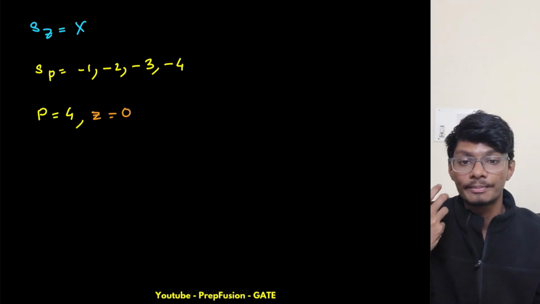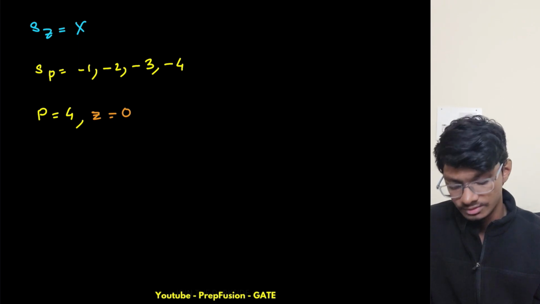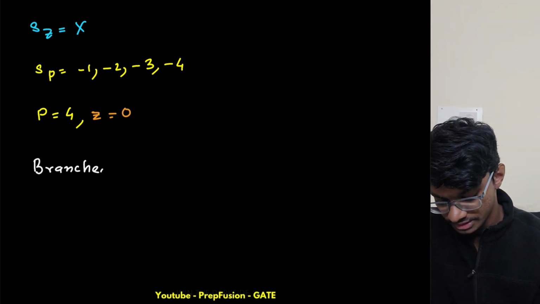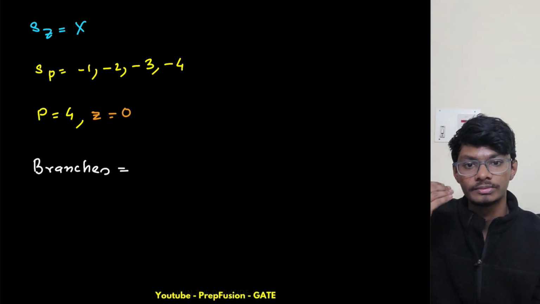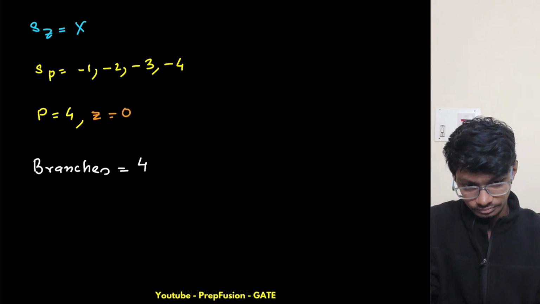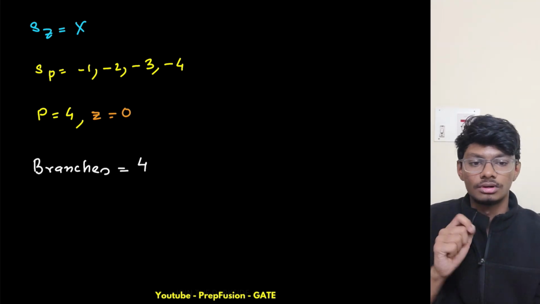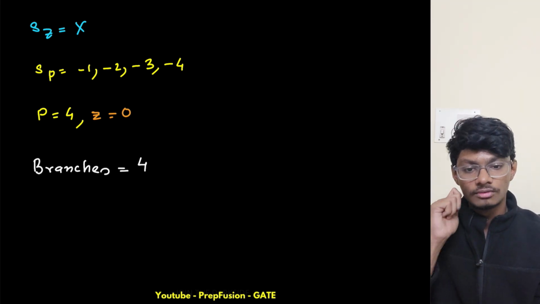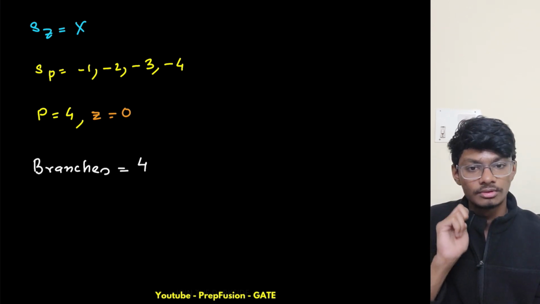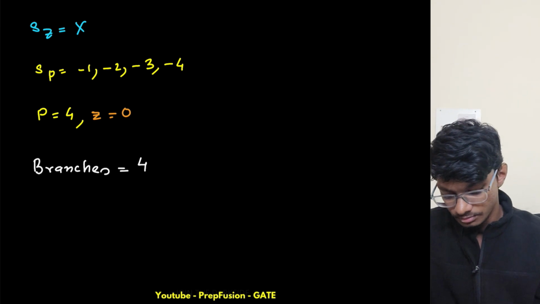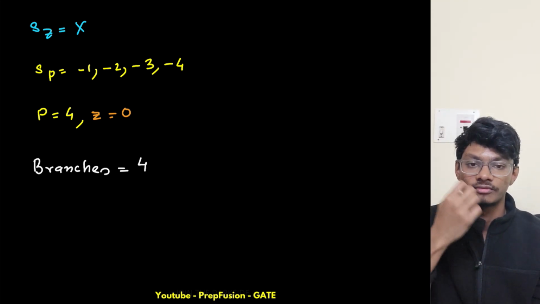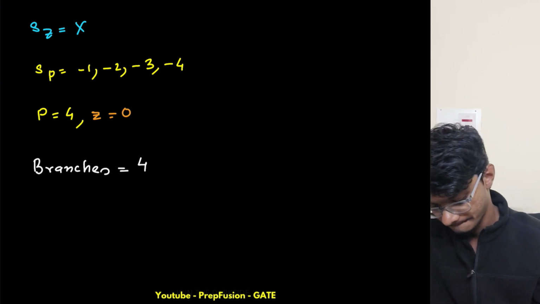So how many branches do I have? That won't change. Branches is equal to the number of poles itself. As always, the number of poles will be more than the number of zeros, so branches will be 4. Now how many virtual zeros do I have? The number of virtual zeros is 4 itself, because that is basically p minus z and I don't have any zeros.